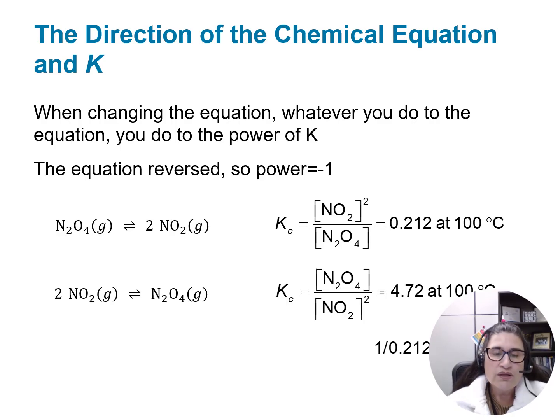Well, what if this reaction is reversed? Because now the N2O4 is on this side and the 2 NO2s on this side. So if it is reversed, then I take it to the -1 power. So I would take 0.212 to the -1 power, and that would give me my answer.